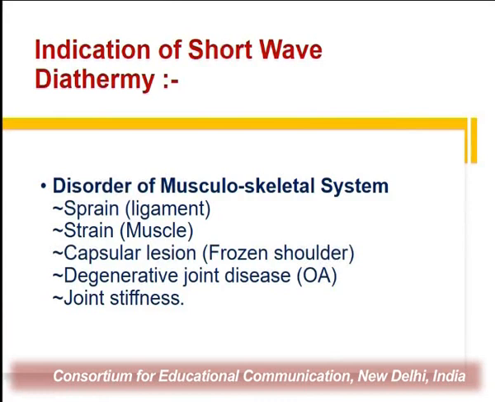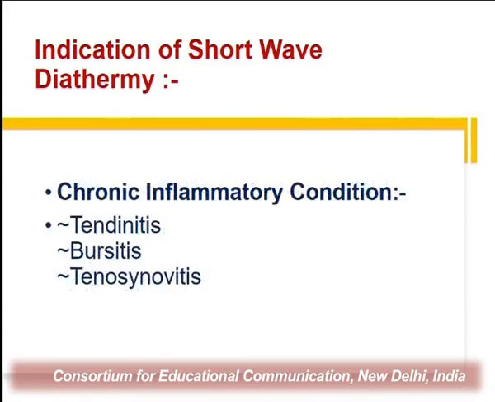Now, let's look into the indications of shortwave diathermy. So, disorders of the musculoskeletal system like sprain, strain, capsular lesion, degenerative joint diseases or joint stiffness, and chronic inflammatory conditions like tendinitis, bursitis or tenosynovitis.